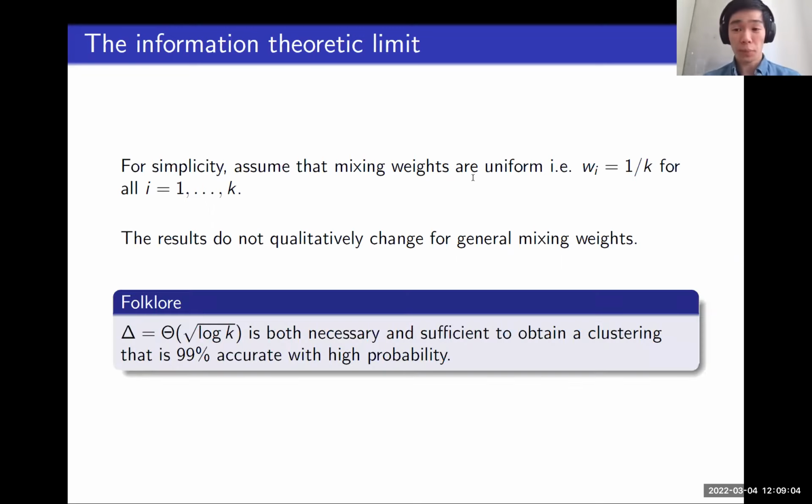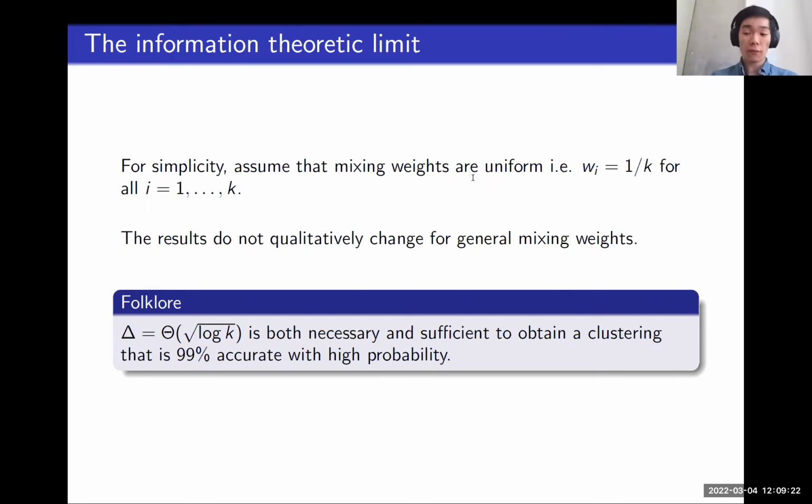And so it's a folklore result that basically a separation of root log k is necessary and sufficient information theoretically to obtain a good clustering with high probability. So really the answer, information theoretically, is root log k.